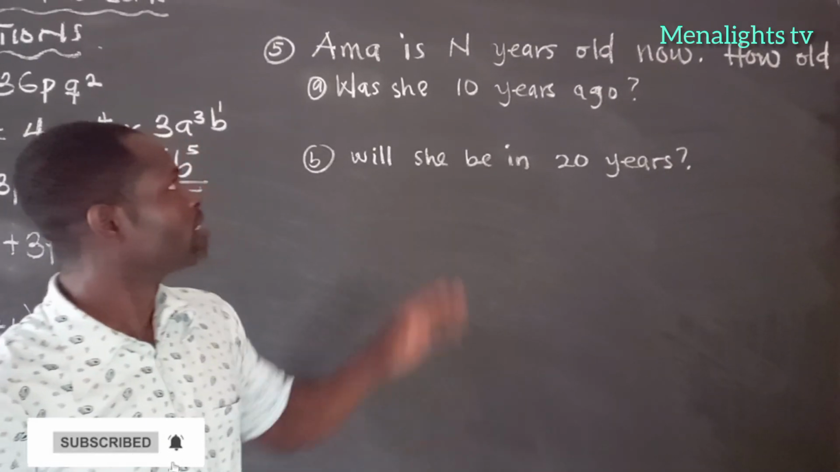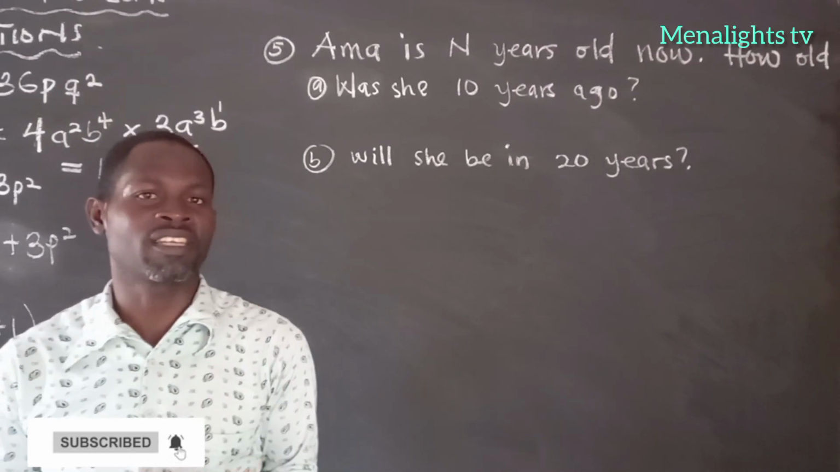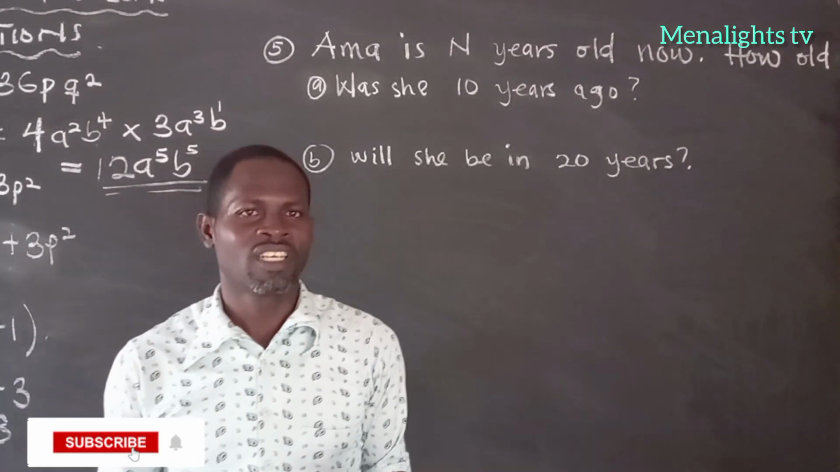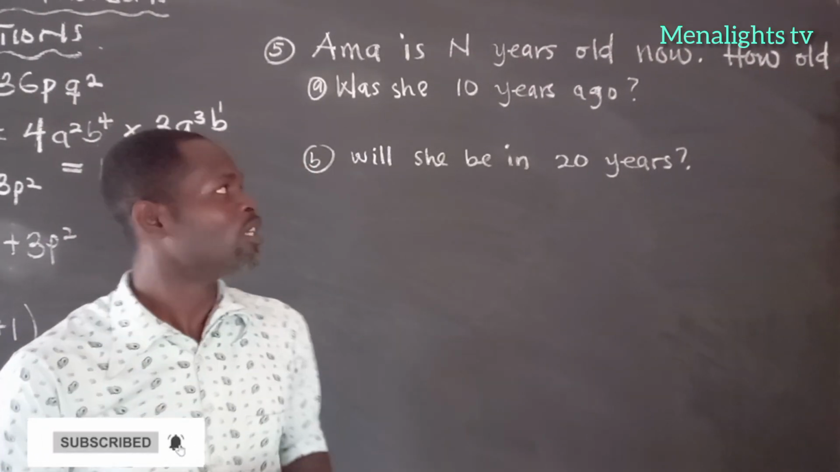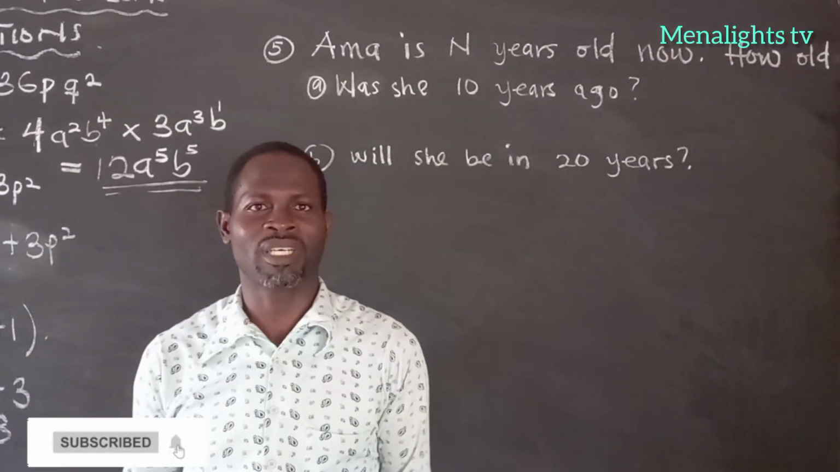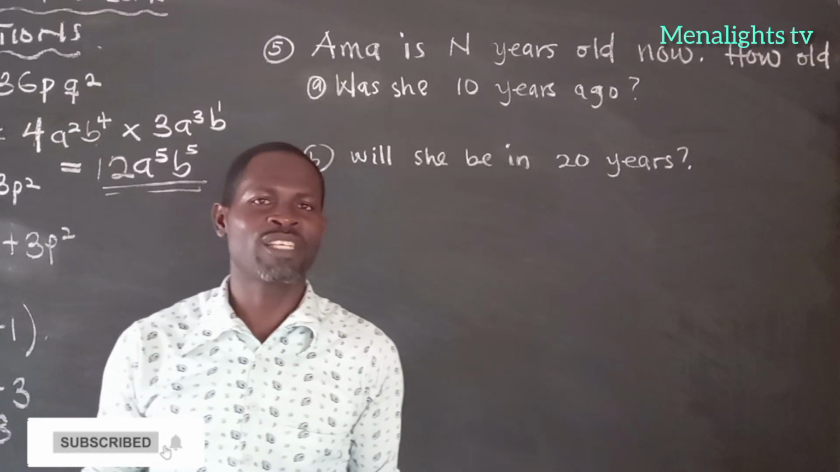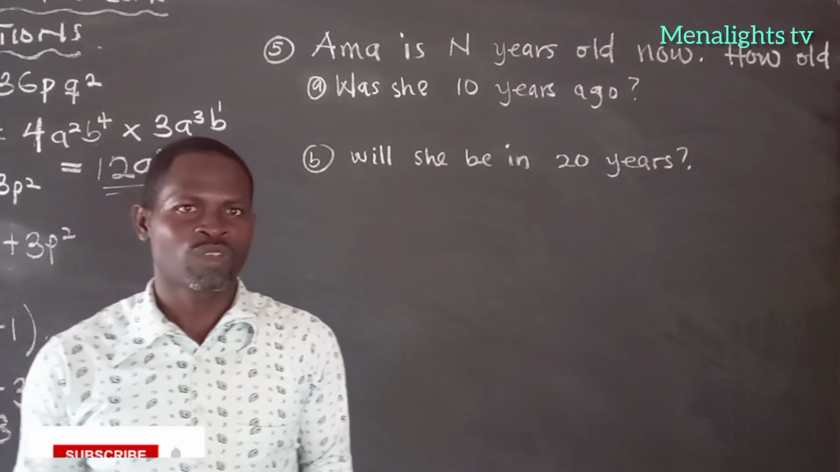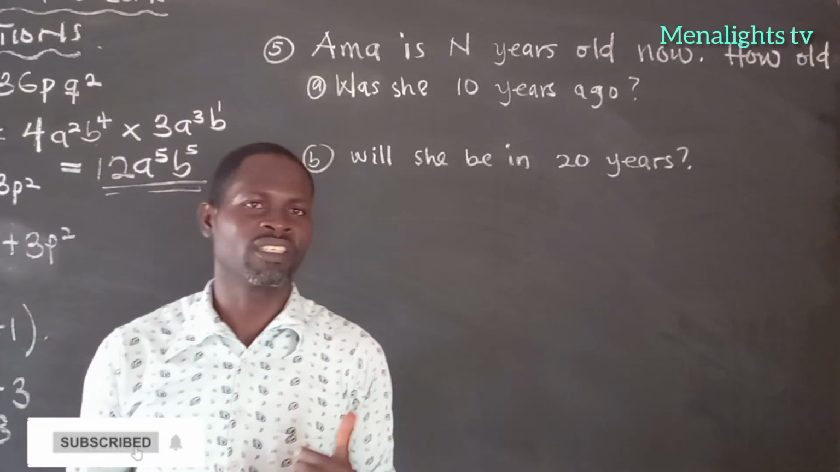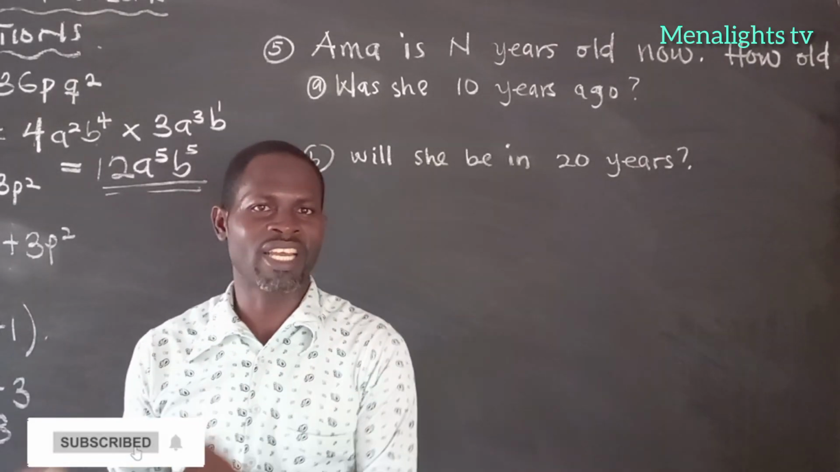When you look at this, right now, Amma is n years old. This n is a variable. We don't know what number that n is. So, 10 years ago, how old was Amma? So, suppose Amma is 20 years old now. So, 10 years ago, that will be 20 minus what? 10. That will be 10 years old.